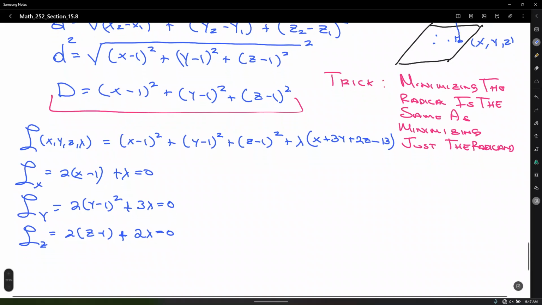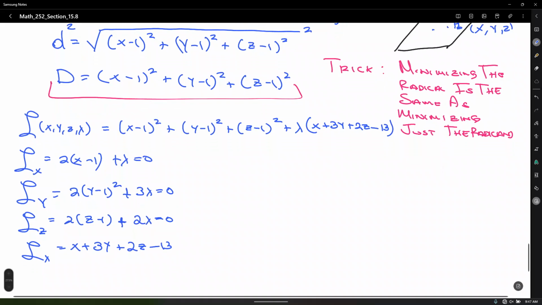And the derivative with respect to lambda, that's the fourth one, equals the derivative of lambda, which is 1, times the constraint, that is x plus 3y plus 2z minus 13. Okay? Set it equal to 0.